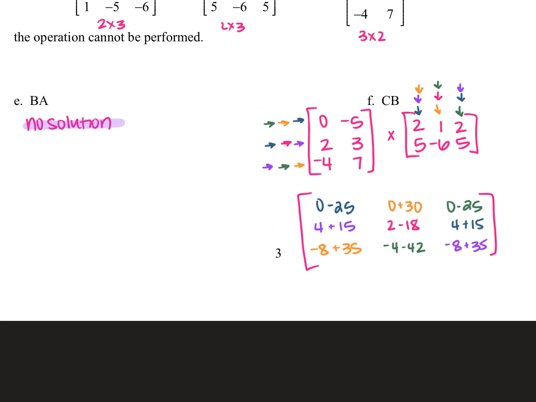And this should give you the matrix of negative 25, 30, negative 25, 19, negative 16, 19, 27, negative 46, 27.